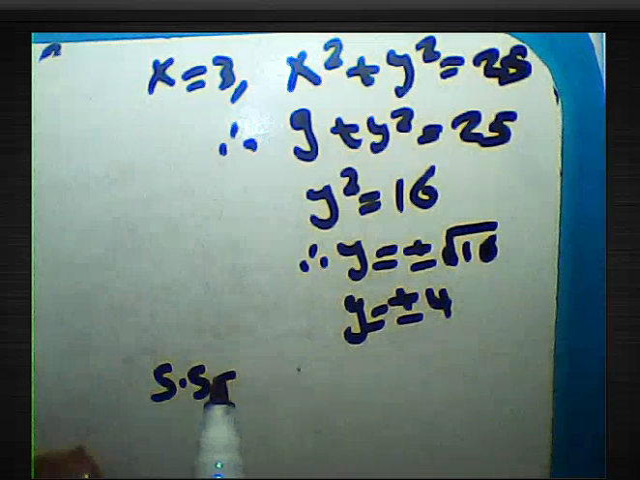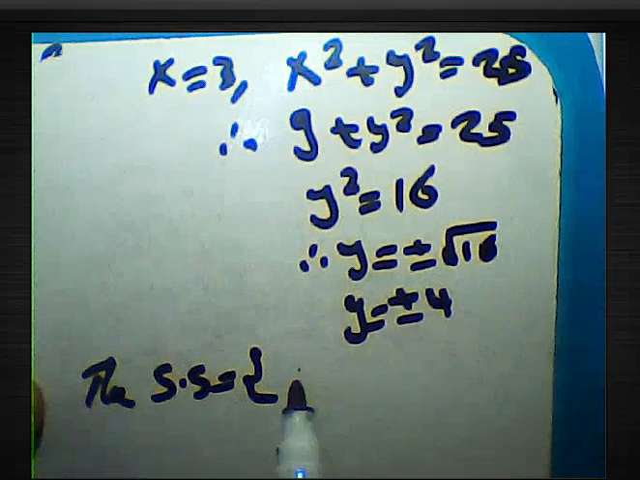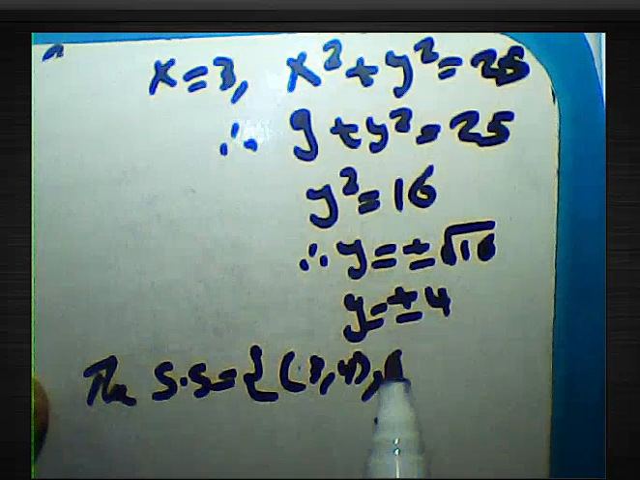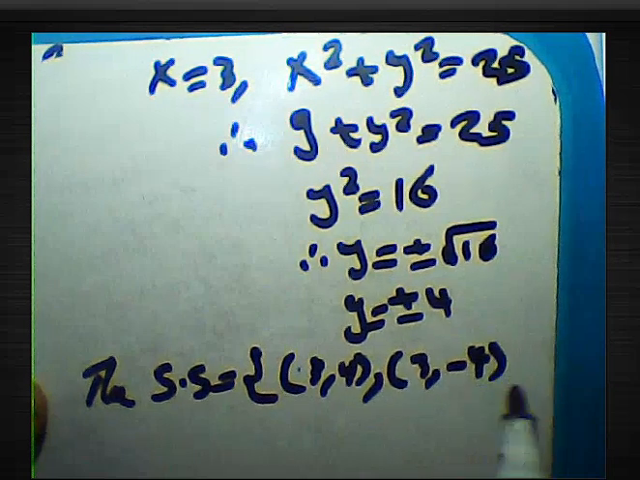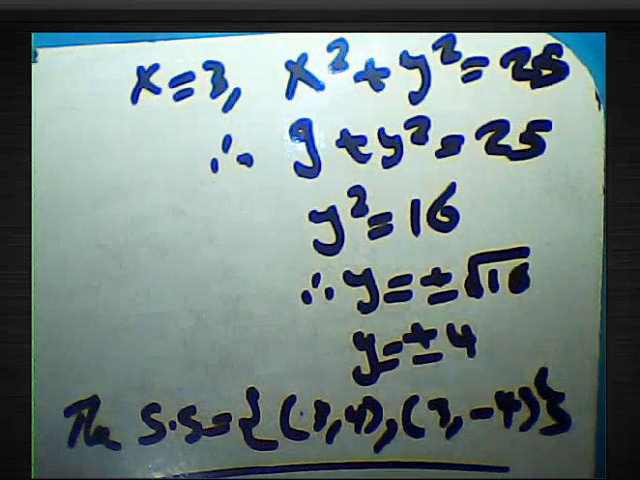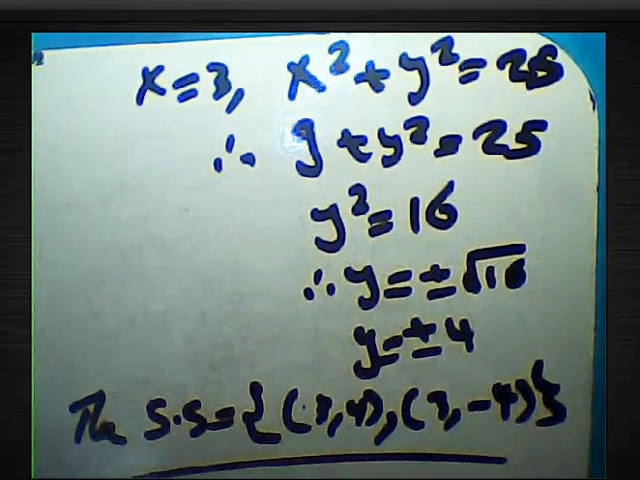Okay, solution set equals 3 and 4, or 3 and negative 4, is the solution set of these two equations. Example, solution set.